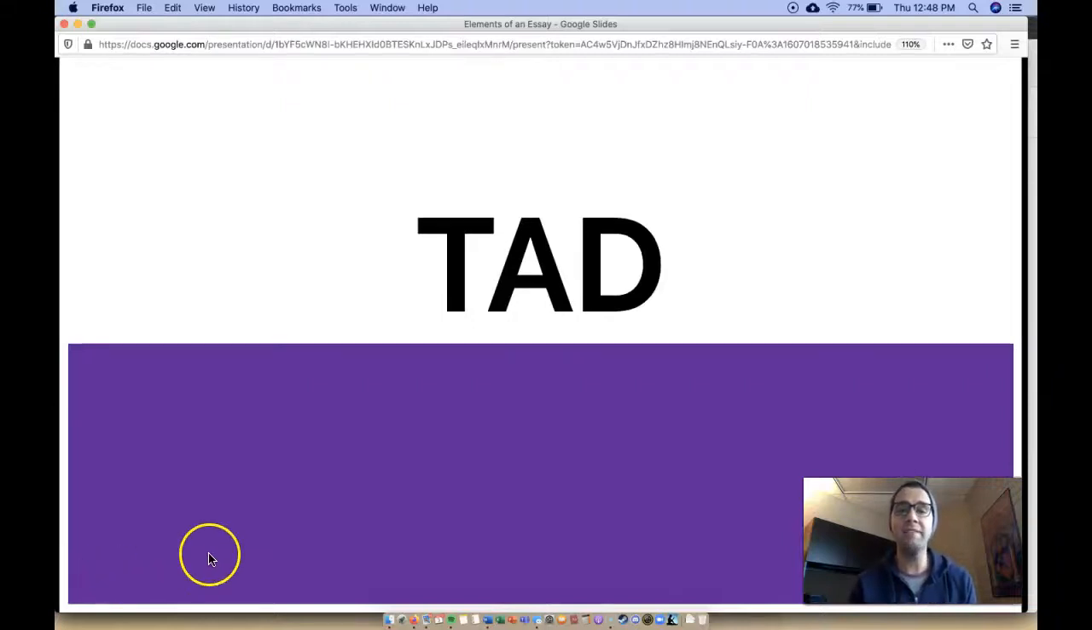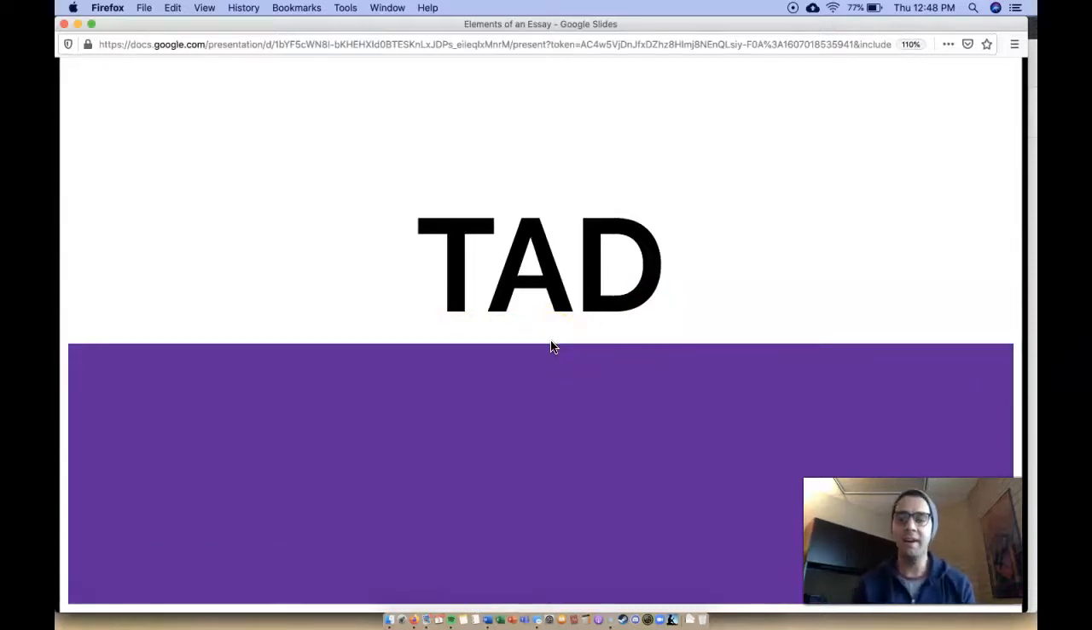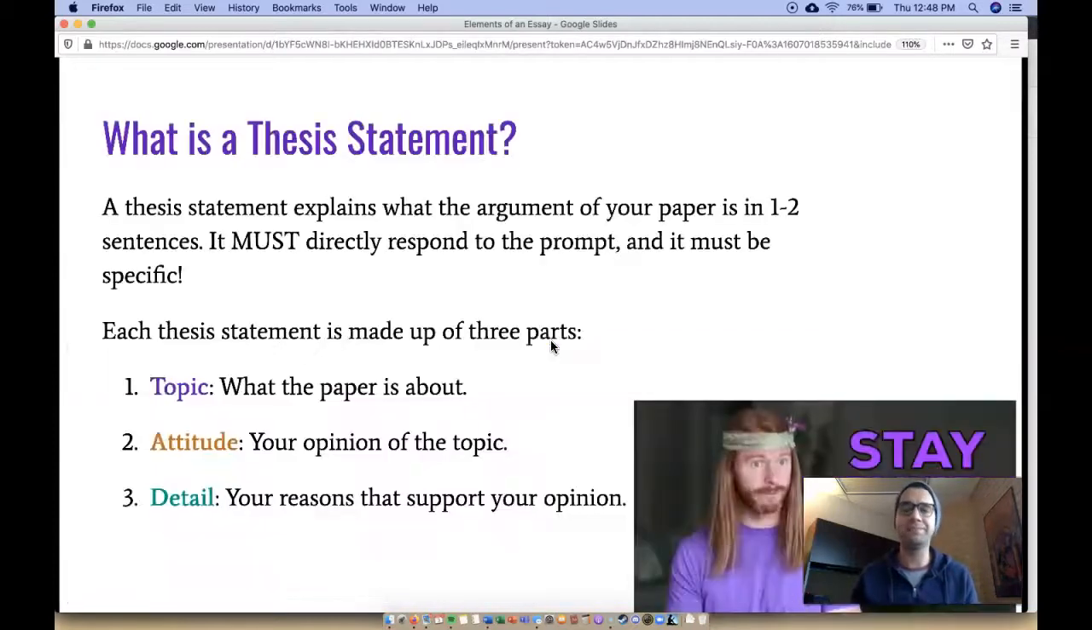I teach that every thesis statement with these three letters, TAD. And the way I think about it is that every argument, every essay has a little tad of thesis, just a little tad of thesis, a teeny tiny tad of thesis. Make sense? So that's what you got to think. Every paper, every essay has a little tad of thesis.